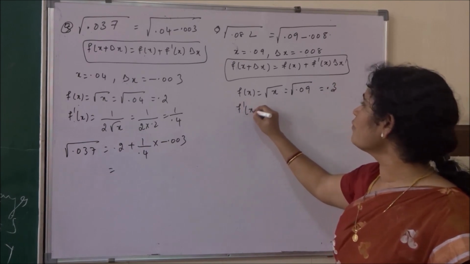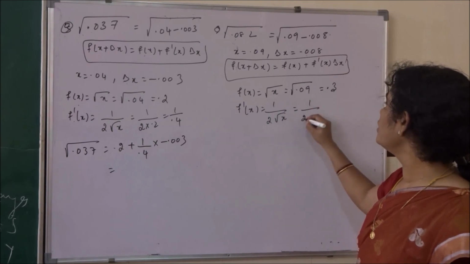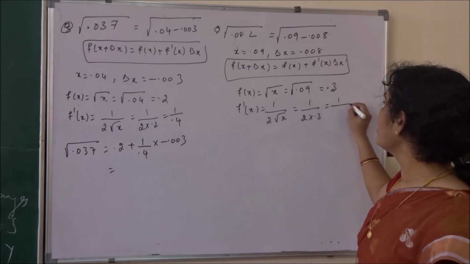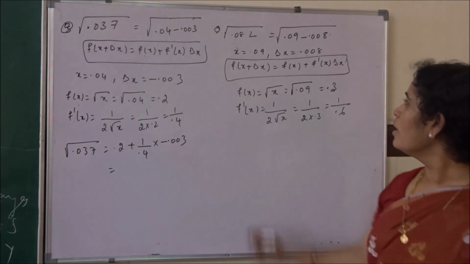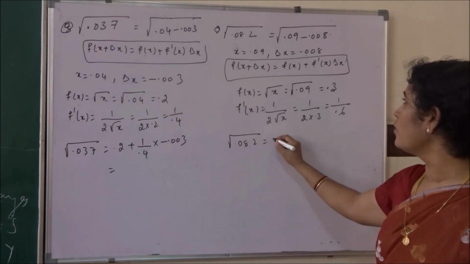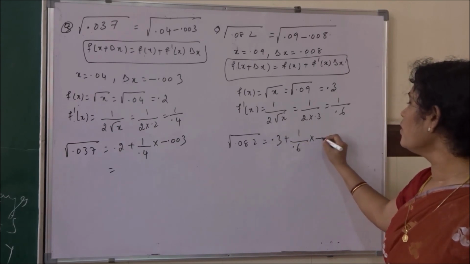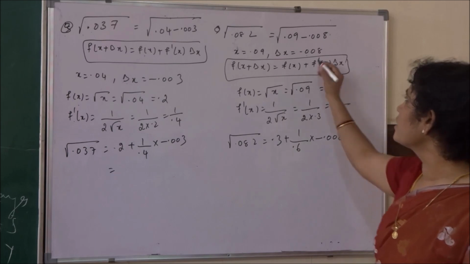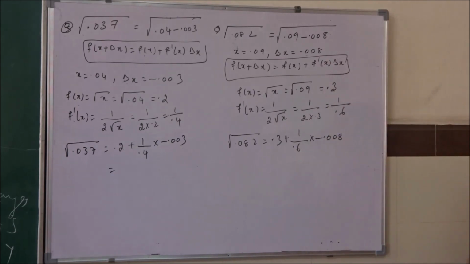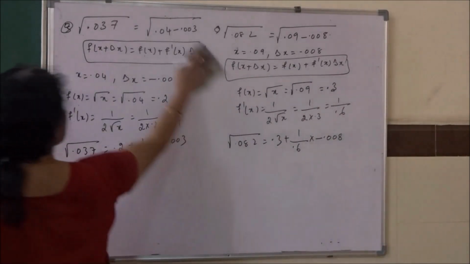Now what is f dash of x? That is equal to 1 upon 2 root x, that is equal to 1 upon 2 into 0.3, so that is equal to 1 upon 0.6. Clear to you? Now substitute everything in the formula: root 0.082 is equal to f of x, 0.3, plus f dash of x, which is 1 upon 0.6, into delta x, 0.008. Clear to you? Okay, this is how to find the approximation value. Like this they can ask the question.